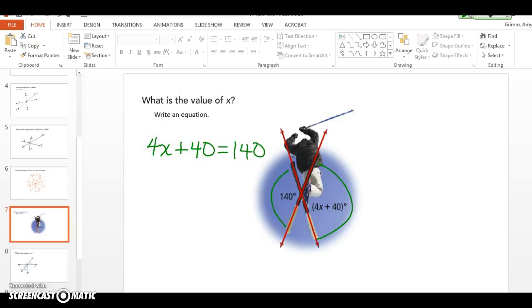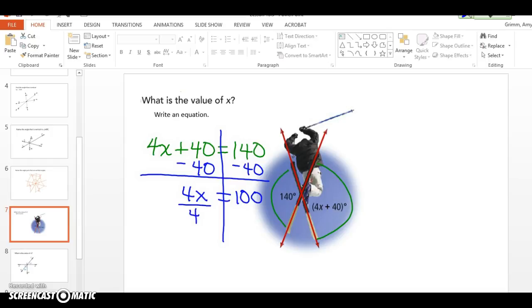And now we can solve for x. So we're going to subtract 40. Subtract 40. So we get 4x equals 100. And divide both sides by 4. So x equals 25.